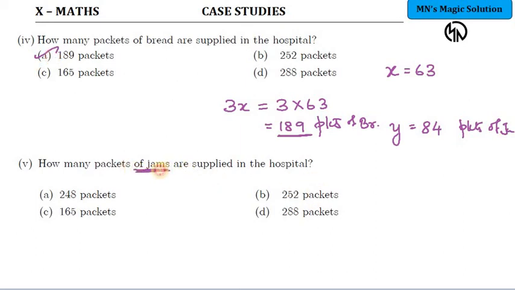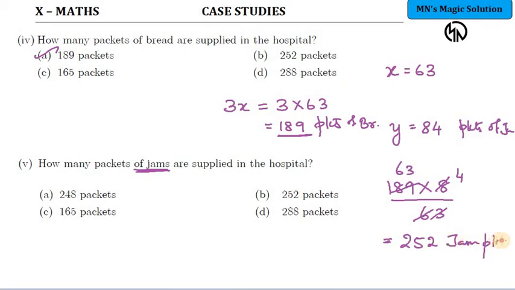Now in the question they ask for the number of packets of jam. First, only if we know how many pieces of bread were issued can we calculate the jam packets. In the 189 packets of bread, each packet has got 8 pieces. So this is the number of pieces of bread issued. If you divide it by 6, you will get the exact number of packets of jam issued. Simplifying, 2 4 times, 2 3 times, here it will be 63. So 63 into 4, you will get 252 jam packets. So 252 packets is option B. The answer is option B for this one.